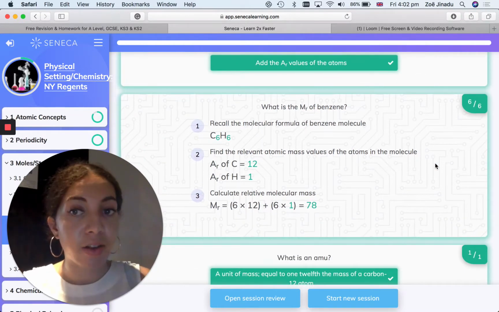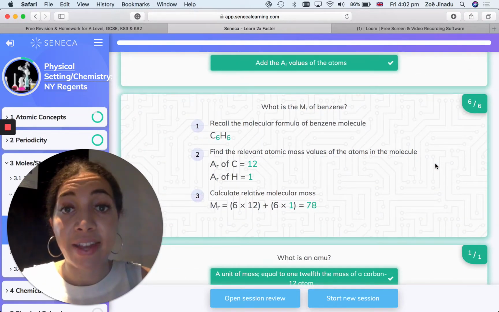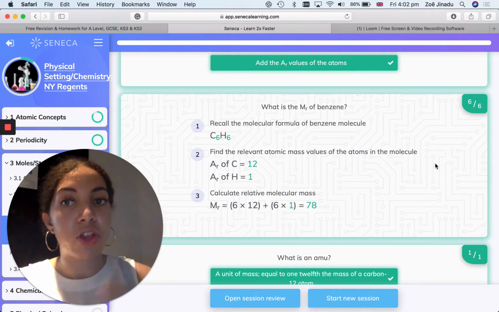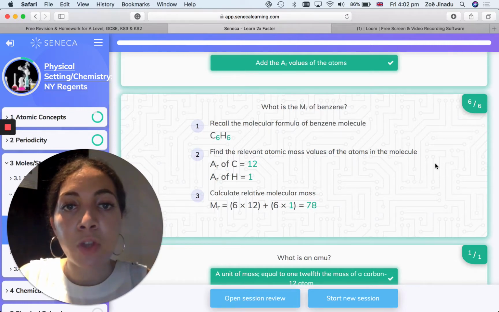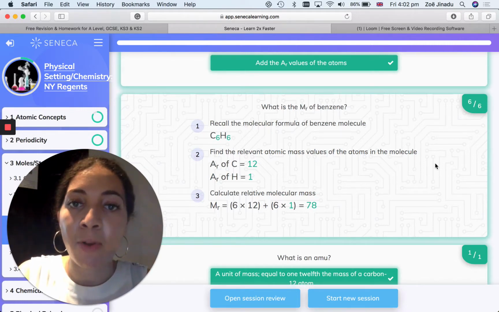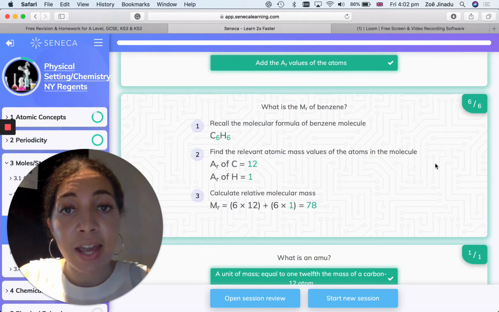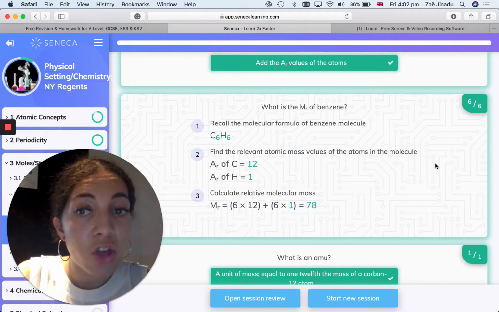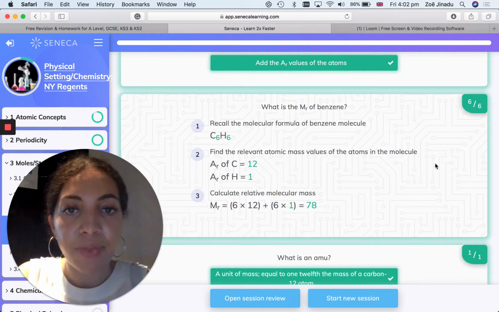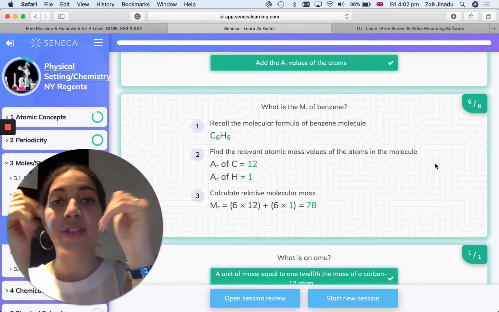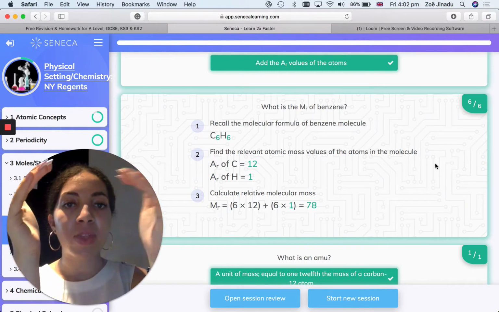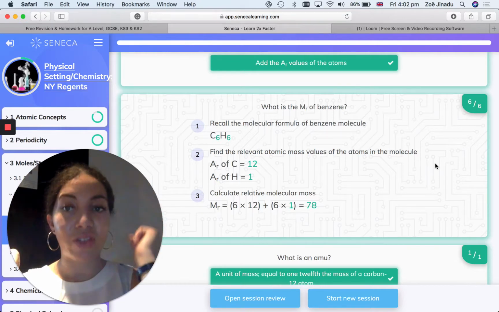So, let's do a worked example. What is the MR of benzene? So, recall the molecular formula of the benzene molecule, which is C6H6. Then, find the relative atomic mass values of the atoms in the molecule. So, the AR of C, carbon, is 12, and the AR of H, hydrogen, is 1. Then, we can calculate the relative molecular mass. So the MR is 6 times 12, in parentheses, plus 6 times 1 equals 78.